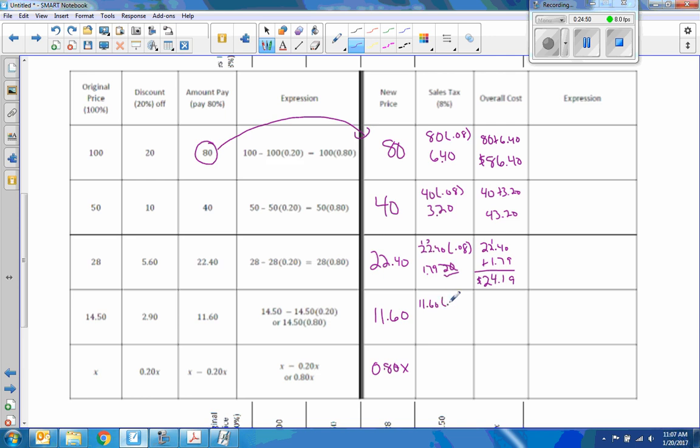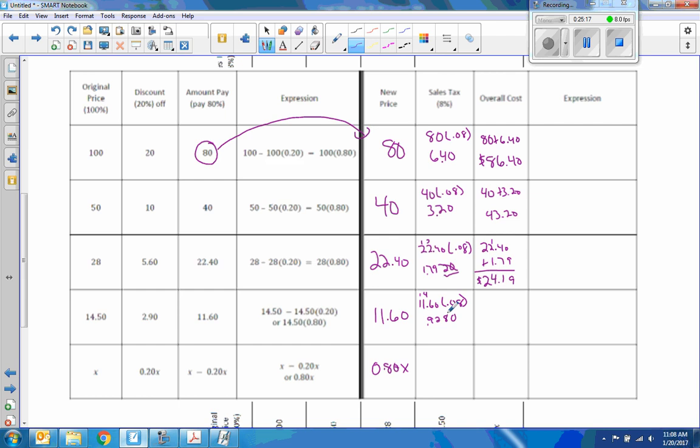11.60 times 0.08. 8 times 0 is 0. 8 times 6 is 48, that's 4 carry the 8... 8 times 1 is 8, plus 4 is 12. Don't forget the 1. 8 times 1 is 8, plus 1 is 9. And I have 1, 2, 3, 4 decimal places. Again, it's only $11, so to pay more, $9 tax would be ridiculous.